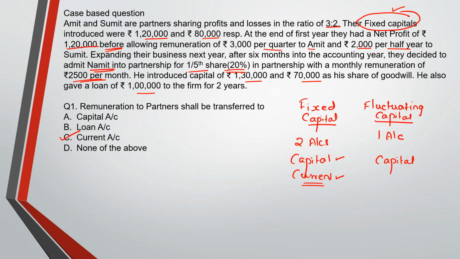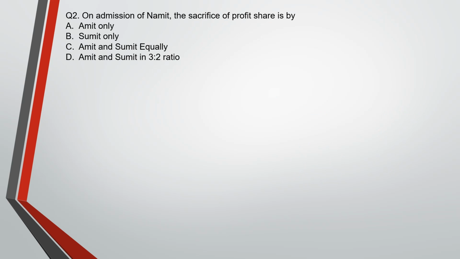So now let us move on to the next question related to the same case. On admission of Namit, the sacrifice of profit share is by. Who is sacrificing? They're asking. Basically, you have to calculate the sacrificing ratio. Now here, important: who is sacrificing? Amit only, Sumit only, Amit and Sumit equally, Amit and Sumit in 3:2 ratio.